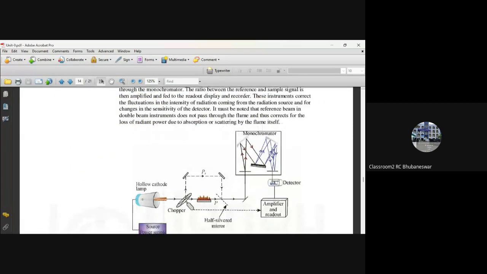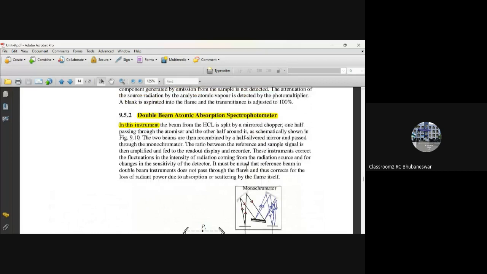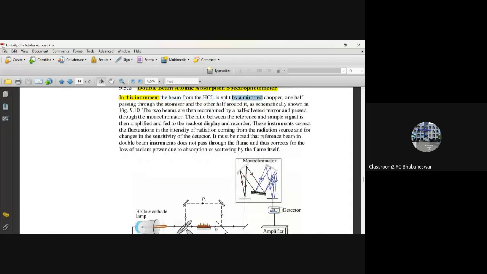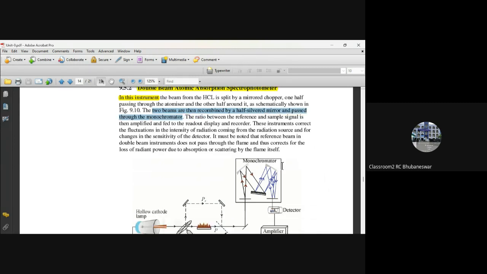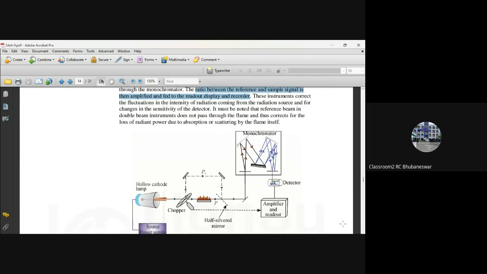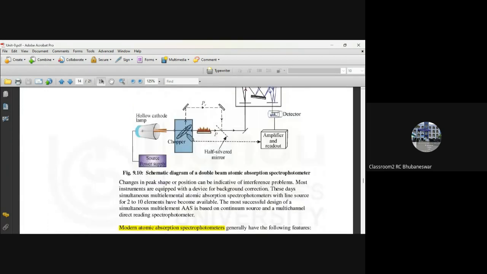But in the double beam spectrophotometer, what happens here is the beam of your hollow cathode lamp is split by the mirror chopper. One half passes through the atomizer and the other half goes around it, which you are seeing here. The two beams are then recombined by the half silvered mirror and pass through the monochromator. So the ratio between the reference and sample signal is then amplified and fed out to the readout display or recorder. So here you are using a chopper to divide the radiation in two ways. That is the beauty of this double beam atomic absorption spectrometer.